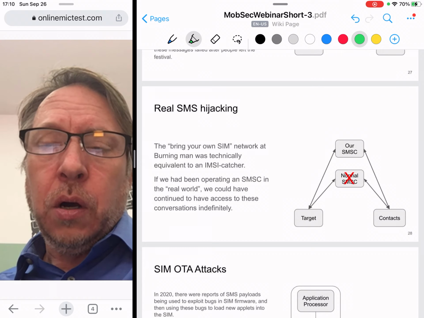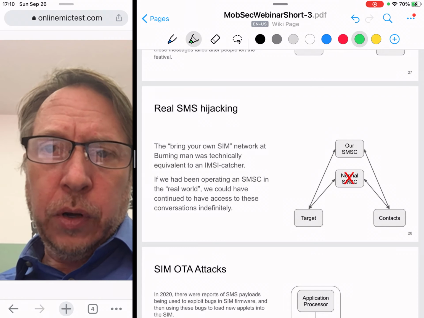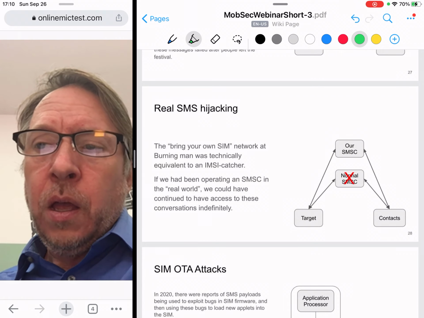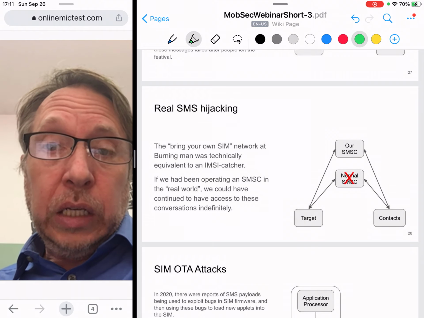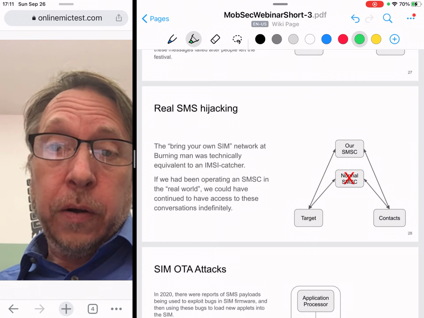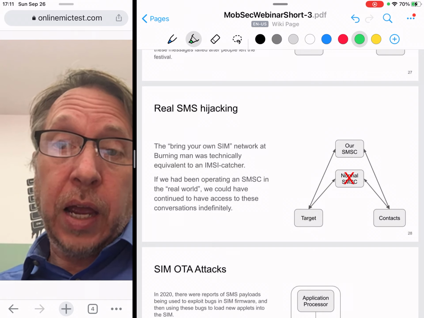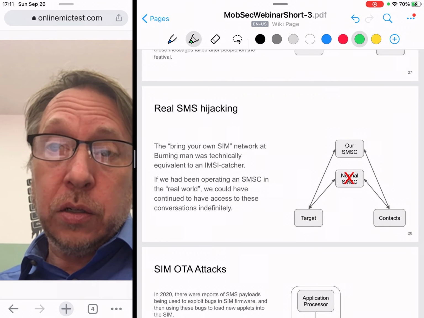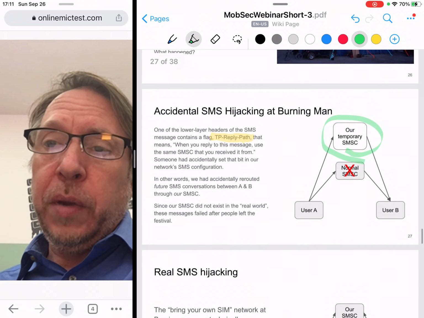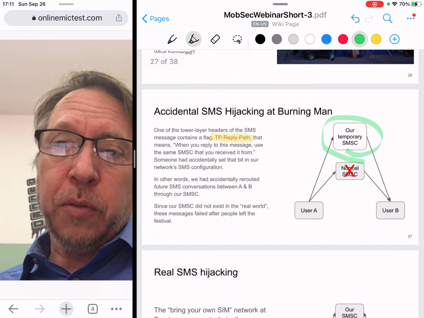The solution, it turns out, was just for people to delete all the messages that they'd transacted with each other while they were at Burning Man, all the messages that had the TP reply path bit. Just remove them from the phone, and then the phone won't see the TP reply path bit anymore, and things will go back to normal.